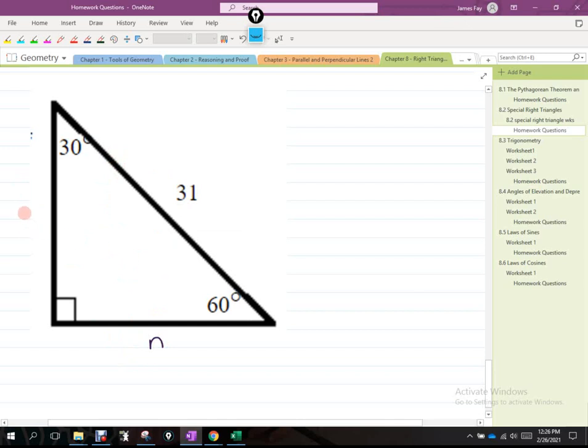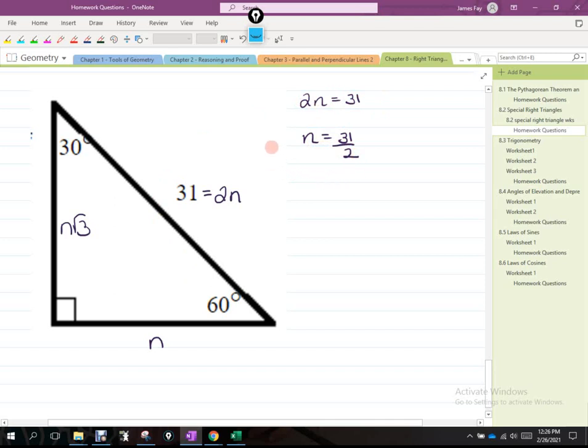Across from 60 is always the n radical 3. And across from 90 is always the 2n, right? So in this triangle, that is the only one that I can make the equation with. So say 2n is equal to 31. So n is 31 over 2.